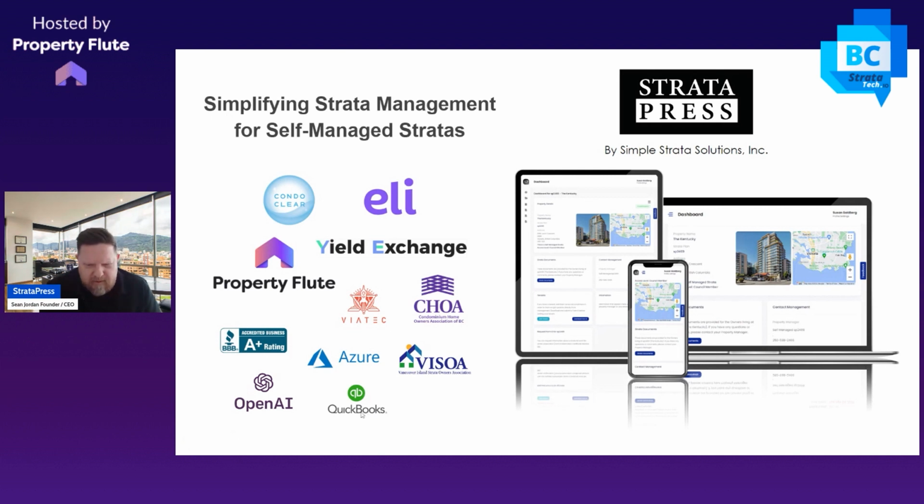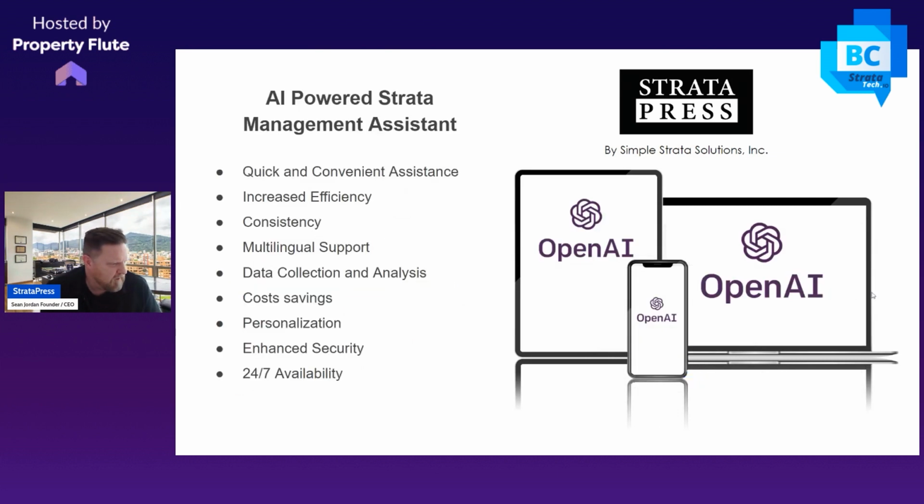QuickBooks, who we're working with them on developing a template spreadsheet for managing strata corporations that will use an API so you can track your expenses and owners can get up-to-date financial information on demand through QuickBooks. Of course, you need a subscription with them, but it ties into our platform or will tie into our platform. And OpenAI, of course, we're very interested with what we can do with AI assistance for strata management. With that said, there's a lot that goes into it.